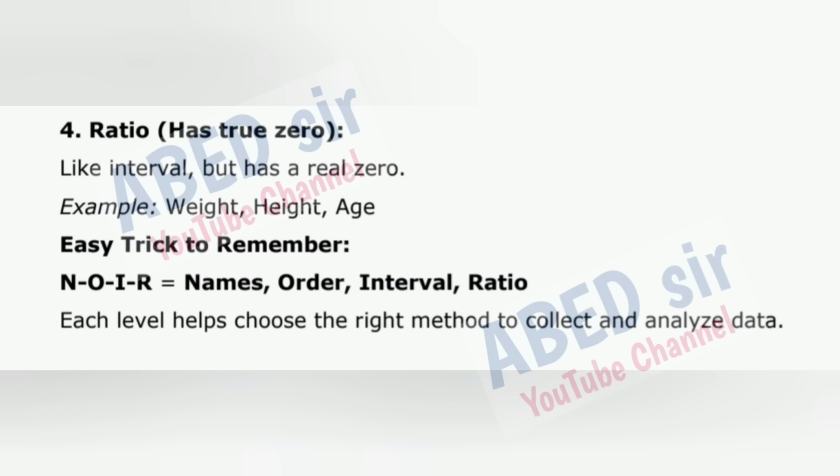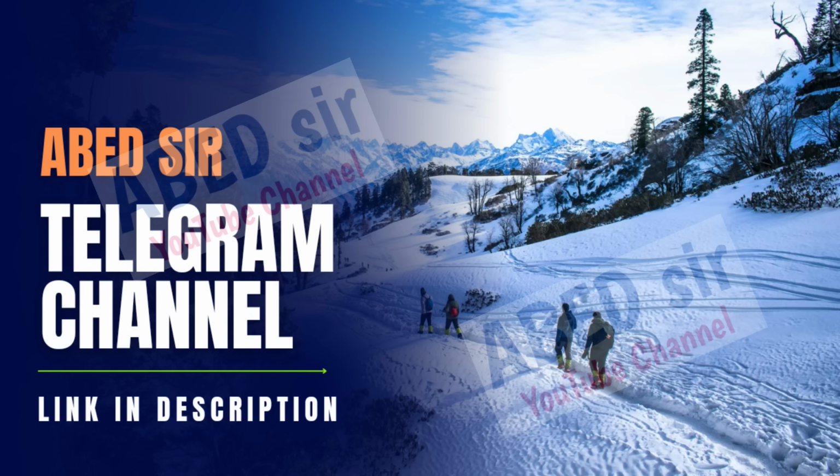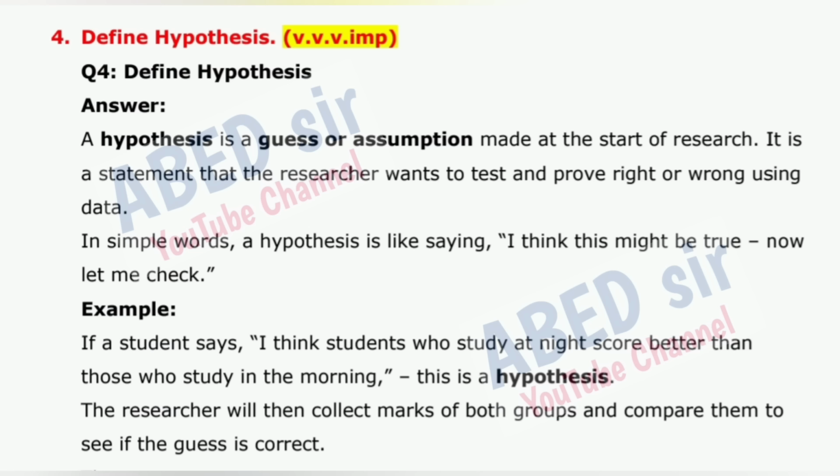4. Ratio, has true zero. Like interval, but has a real zero. Example: weight, height, age. Easy trick to remember. NOIR is equal to names, order, interval, ratio. Each level helps choose the right method to collect and analyze data. Next important short question is: 4.